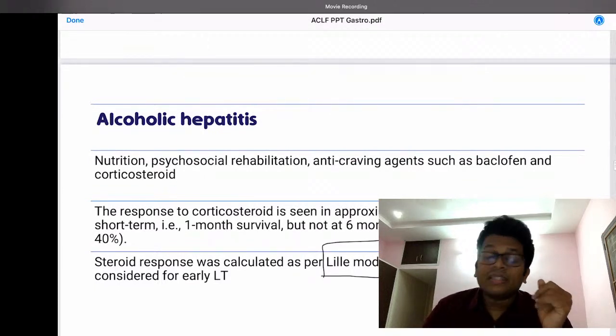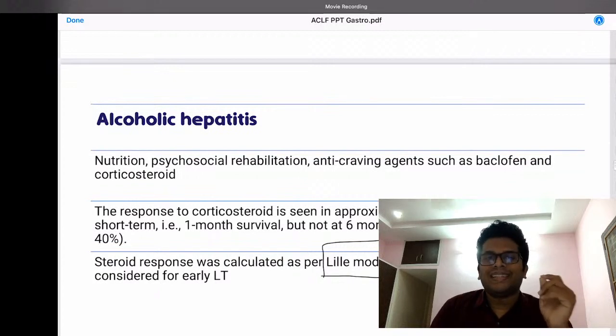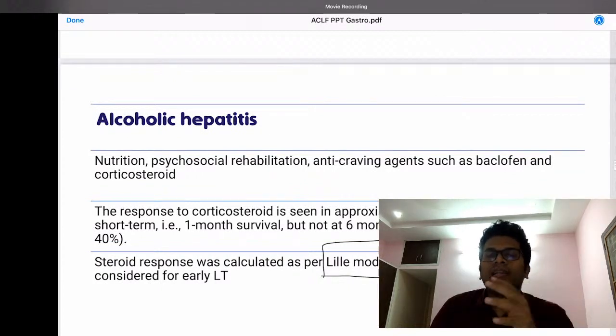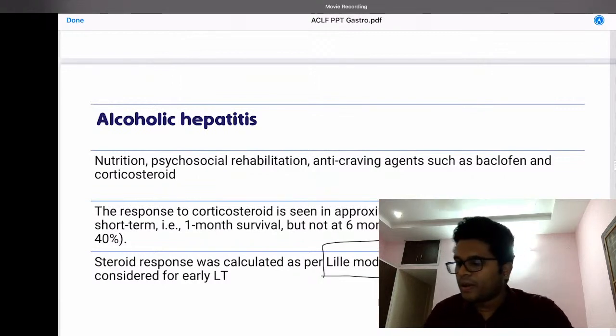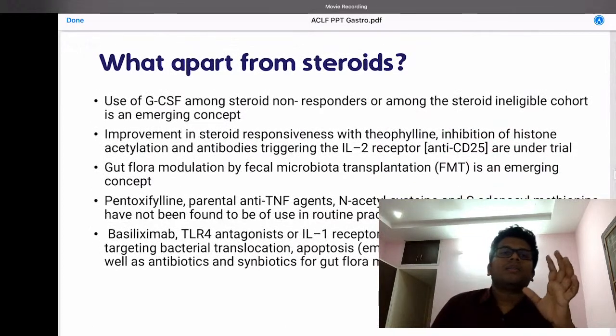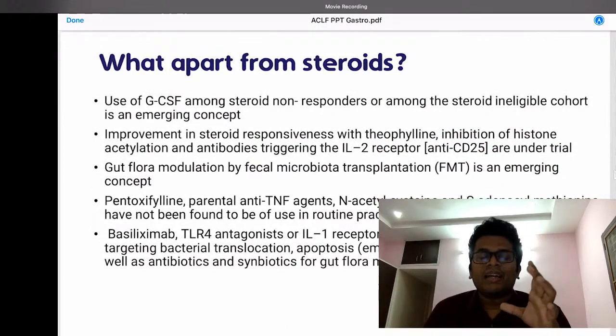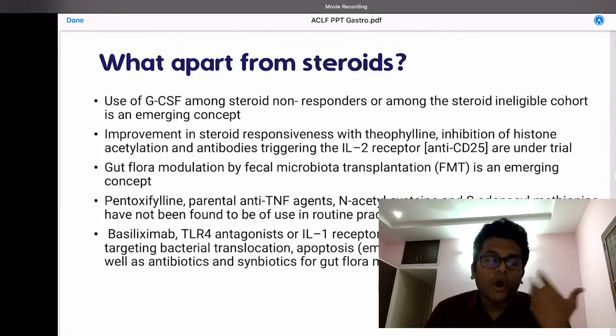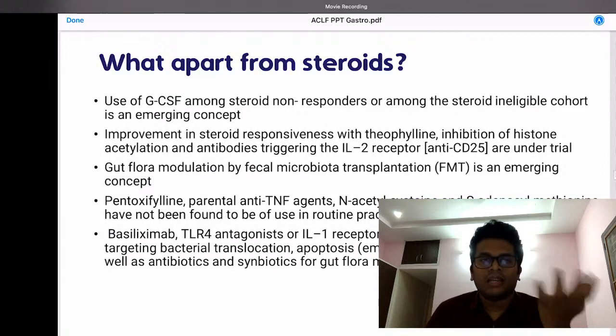Of late, initially pentoxifylline was used in this condition, but nowadays studies are telling that there's not much use with pentoxifylline. Okay, that is one more data point I wanted to tell you. So steroids are the gold standard in this setting. Of course, you should not have contraindications for steroids in these patients, like sepsis, AKI or GI bleed.